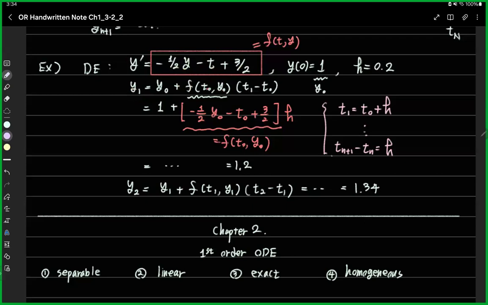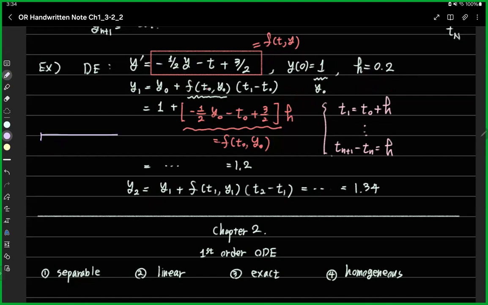Don't make a mistake. Read the initial condition right here, and then find y sub 2, the approximation at t sub 2 when h is 0.2. This is the time step, it's called the step size.